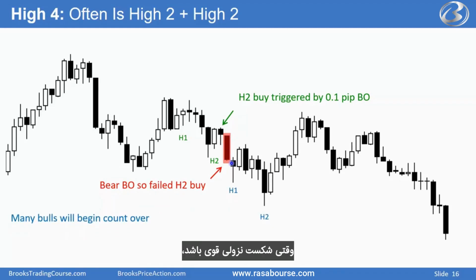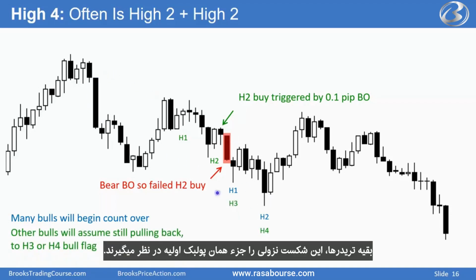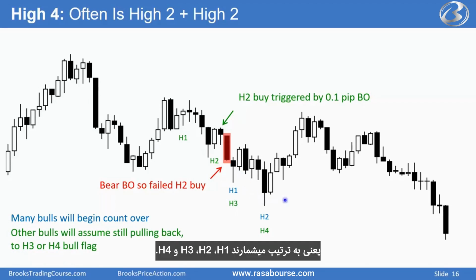Whenever there's a big breakout, a lot of bulls will start the count over again and call this a high 1 and a high 2. Other traders will just say it's all part of the original pullback. High 1, high 2, high 3, high 4. It's also a large high 2, so it's a nested high 2 pattern. Leg 1, pullback, leg 2.